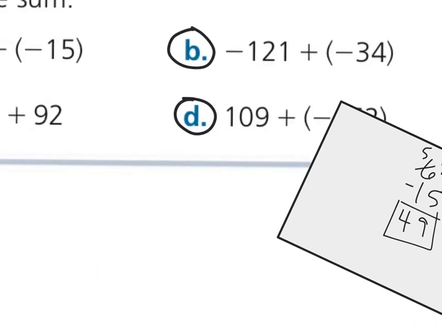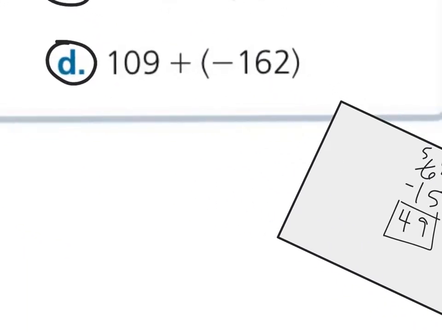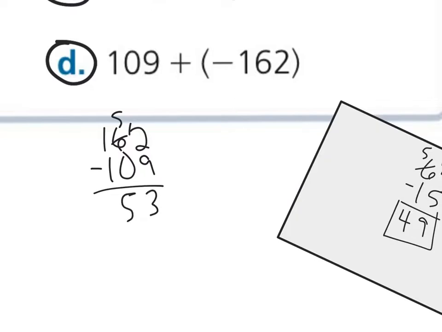If we go to part D, 109 plus negative 162. So this one, they're different signs. 109 is positive, 162 is negative, so different signs, we will take the difference. We're going to subtract them. They're working against each other here, different teams. So we subtract, we get 53. And this time we had more that were negative than positive, so our answer would be negative 53. Kind of like if you had $109 and you spent $162, you're going to owe $53.